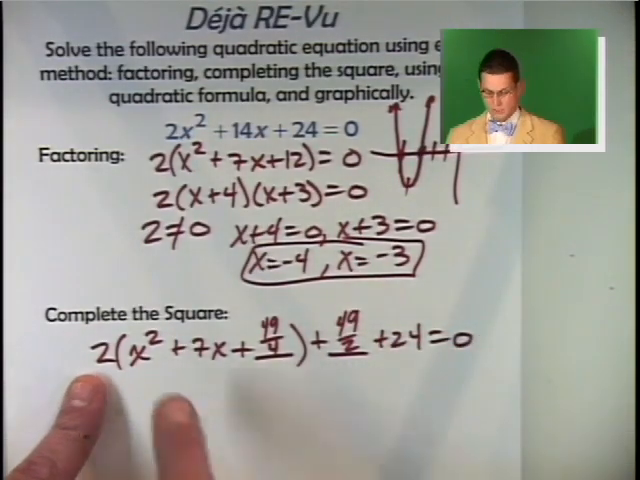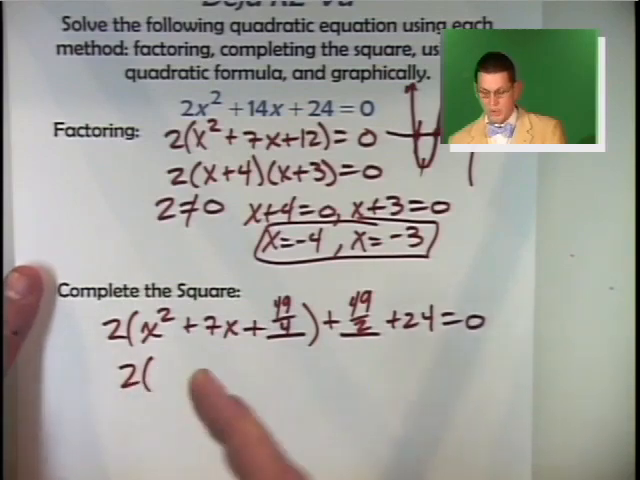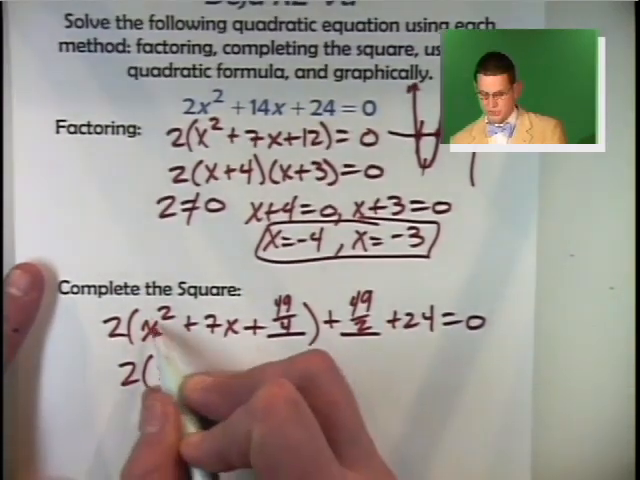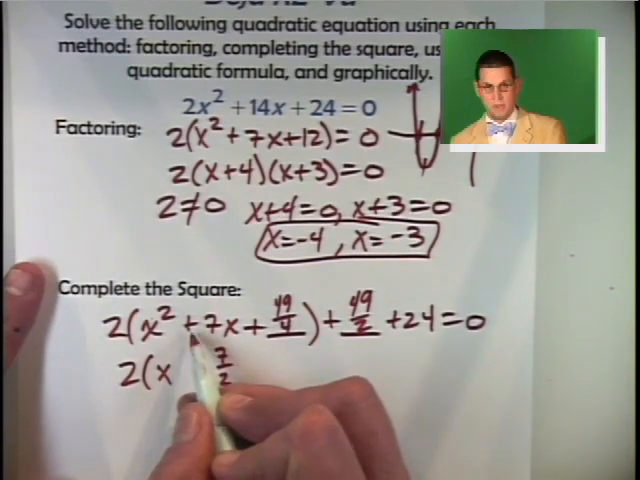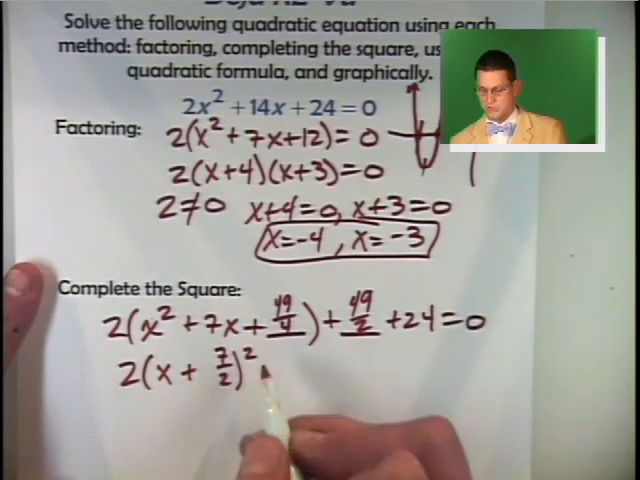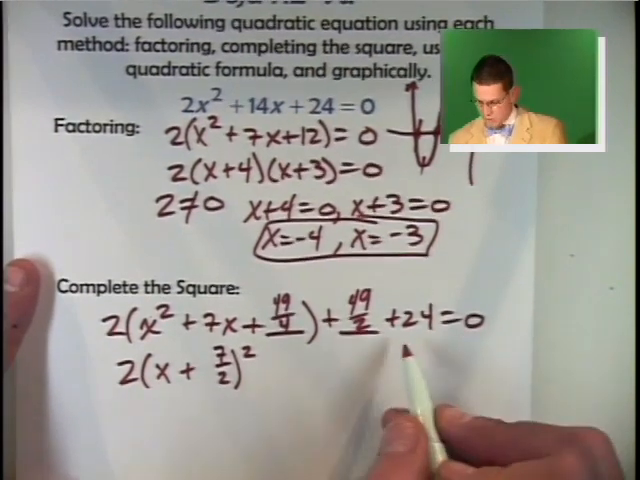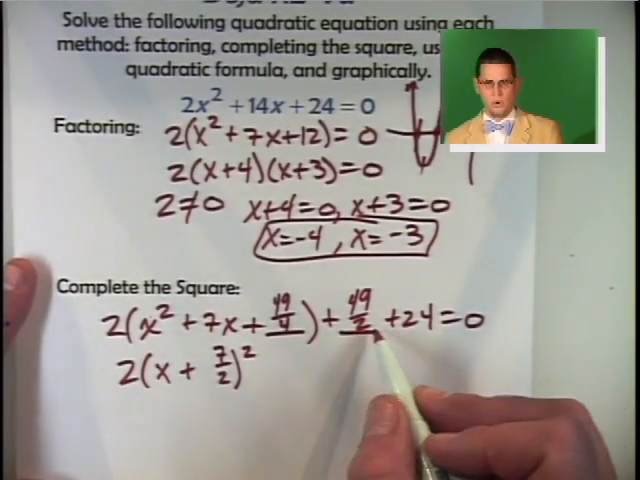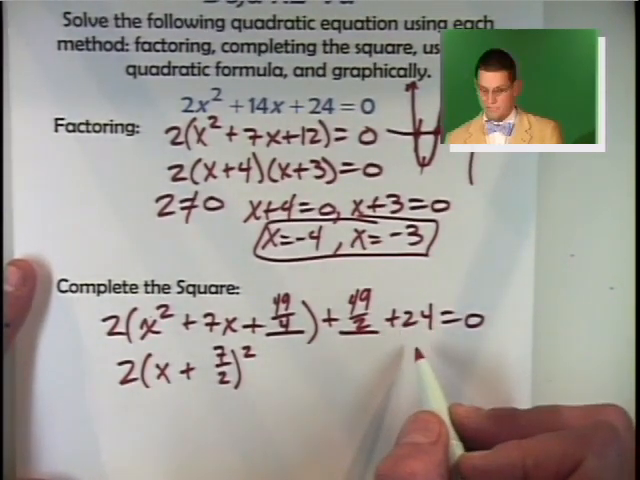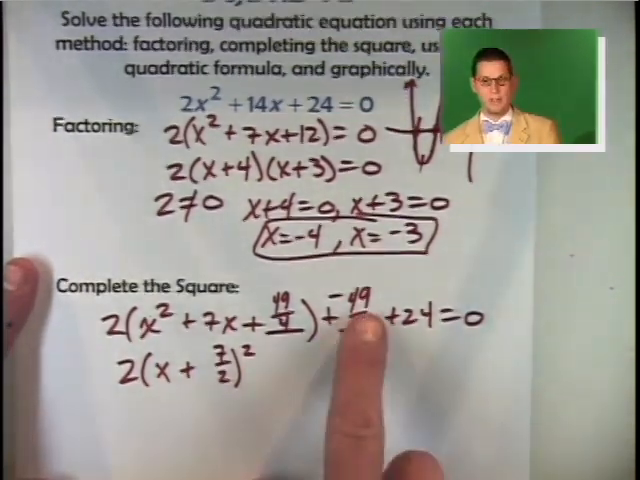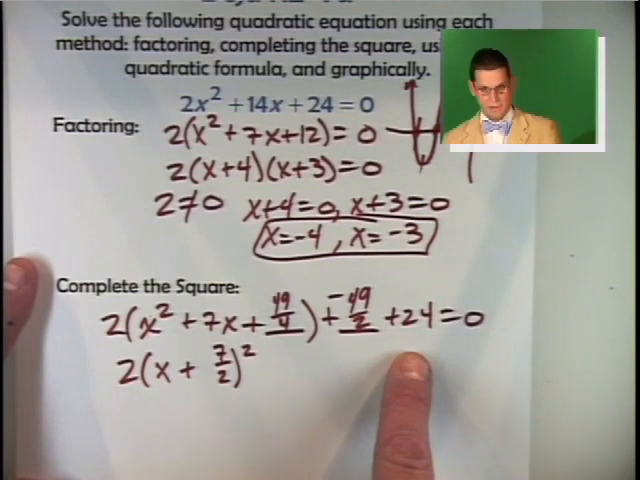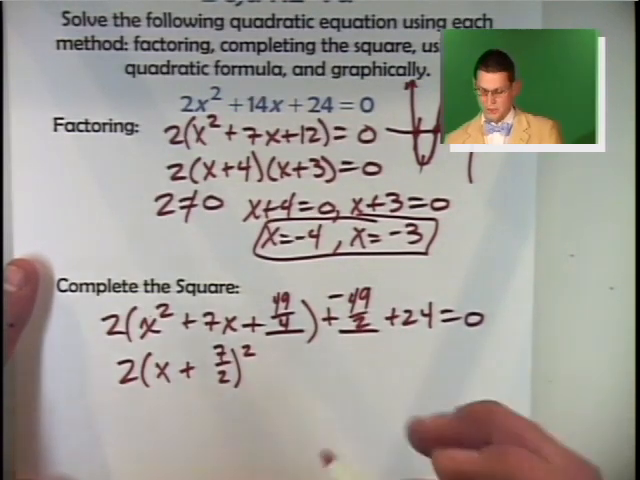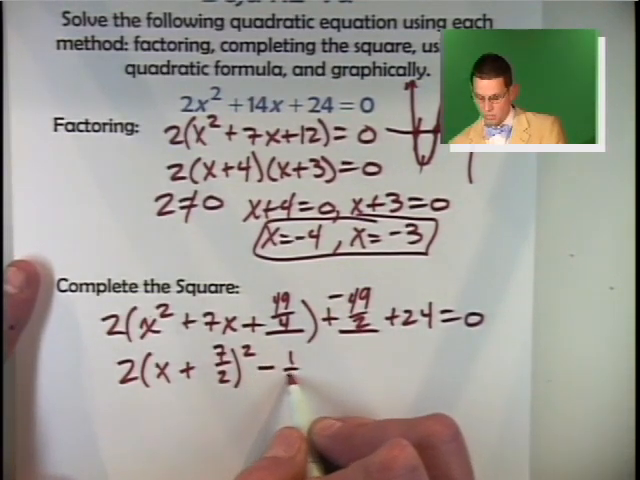All right? Times 2. So this now, we've created a perfect square trinomial. That's x, square root of x squared is x, square root of 49/4 is 7/2, and the sign of the middle is positive, so it should work like that by design. Now over here, we need a common denominator. 24 in terms of halves, well, that's 48 halves. Oops, and I need to subtract it. Oh, that's positive, this should be negative. So 48 halves minus 49 halves is going to be negative 1/2.